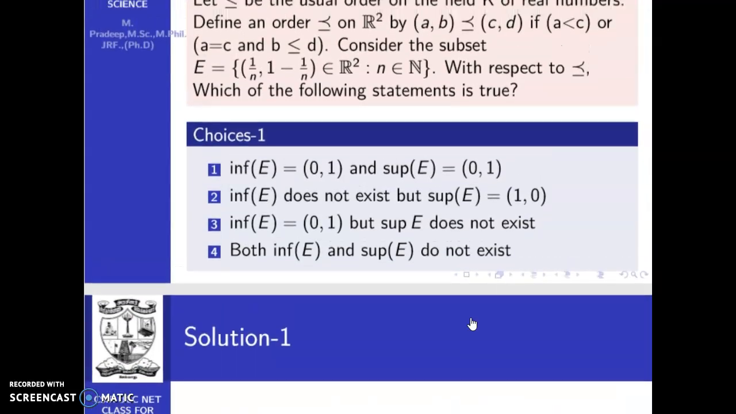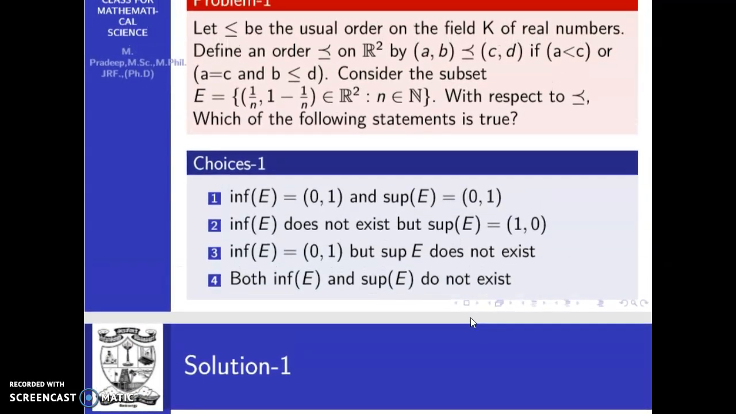So the option is, okay, the first one is correct: infimum of E equal to (0, 1), supremum of E equal to (1, 0). It's a mistake in the option; it should be (1, 0). So infimum of E equal to (0, 1) and supremum of E equal to (1, 0) is the correct option. So option 1 is correct.